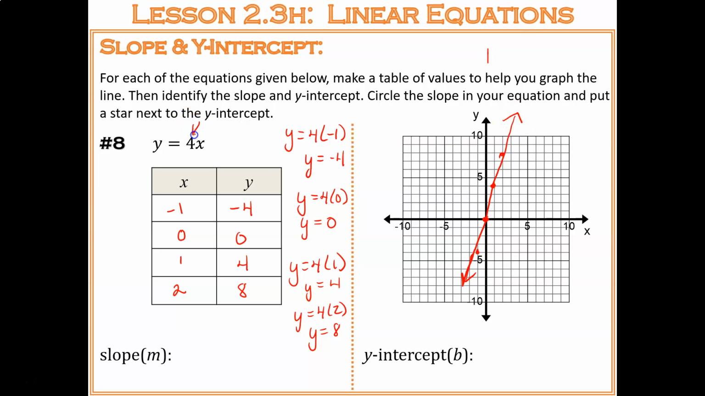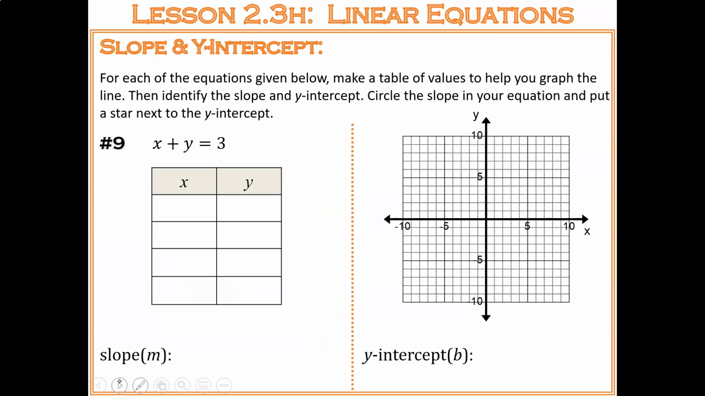Okay, so my slope is before my x, the coefficient of x, so it's 4, or the m. There is no b, so when there's no b, your y-intercept is 0. That means that the line crosses the y-axis at 0 right here.